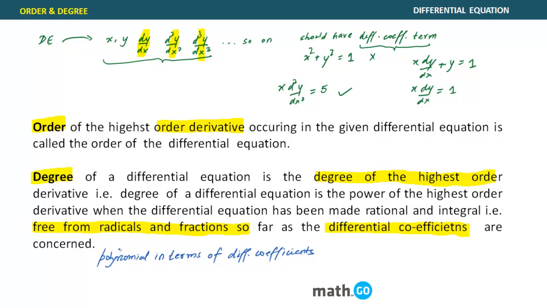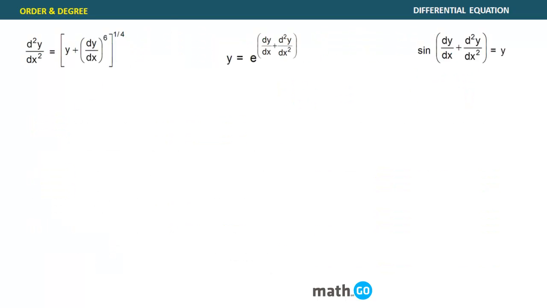Okay, so this is what we are going to talk about in the questions that are there on your screen. The first question that we are going to take says that d2y by dx square is equal to y times (dy by dx raised to power 6) raised to power 1 by 4. We are asked to find the order and degree.